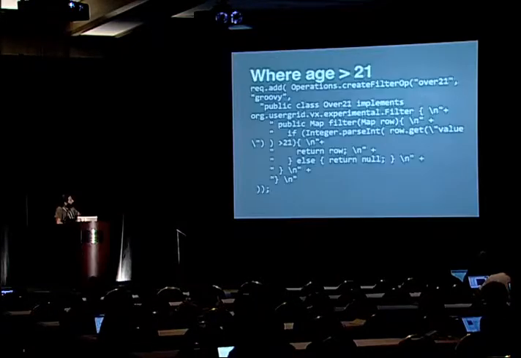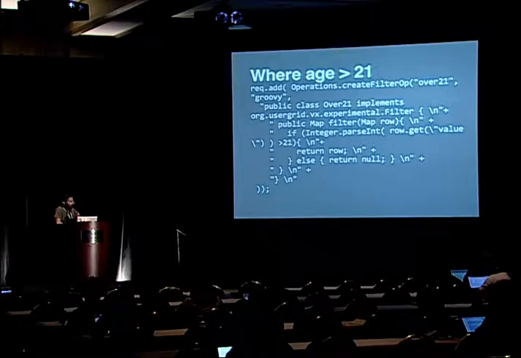Server-side filtering. Get me everybody where age is greater than 21. This is cribbed right out of an internal test case, so it's going directly to the storage service layer. But you can see here that I'm uploading a Groovy script dynamically via payload to actually filter the results: return age, everything where age is over 21.